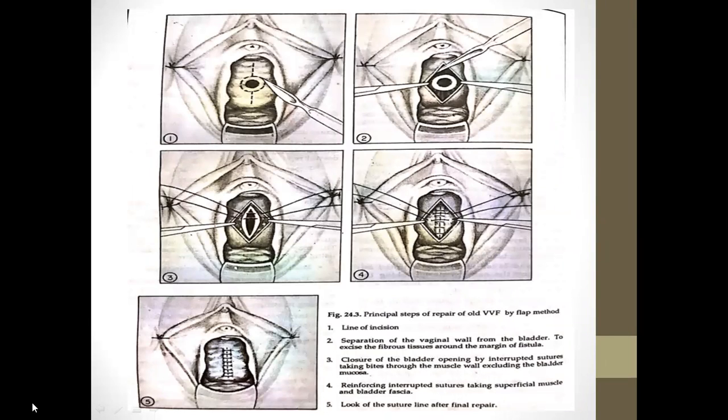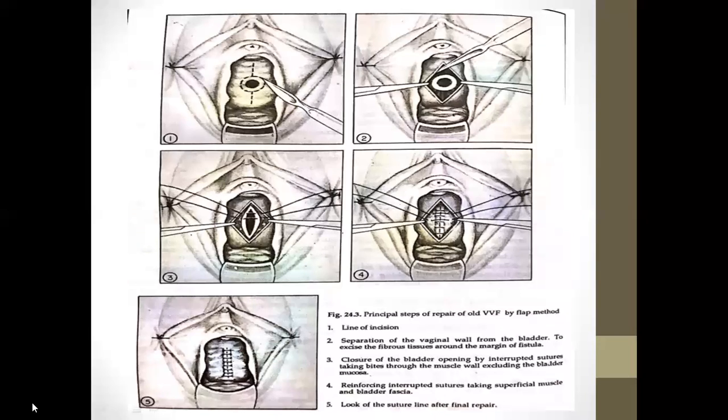In the first picture, we give a circular incision around the fistulous opening to excise the scar. Then we reflect the flaps and separate both the vaginal mucosa and the bladder. Then we suture the bladder in 2 layers with 3-0 Vicryl, and after suturing the bladder in the 2 layers, we suture the vaginal mucosa.